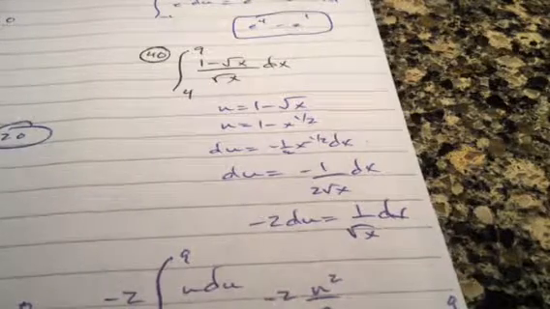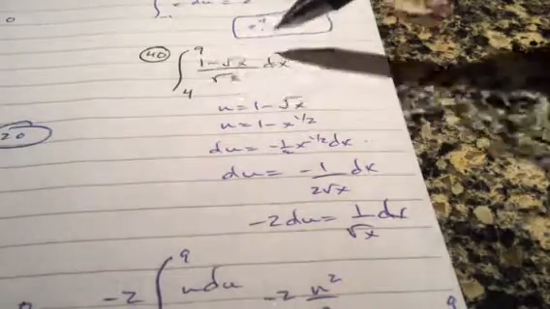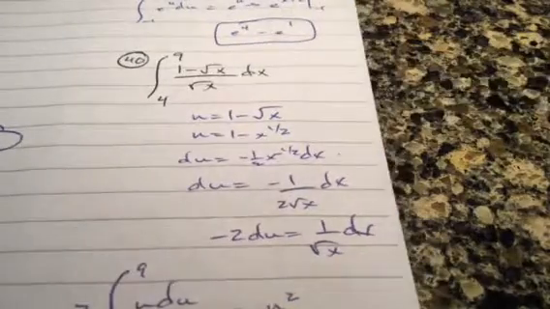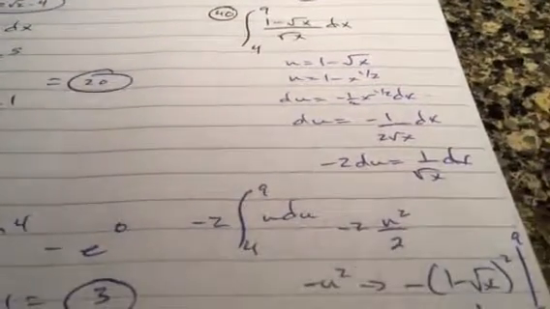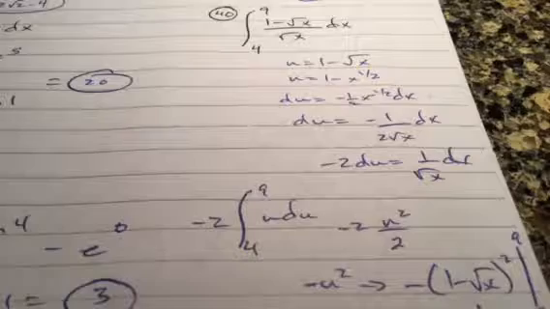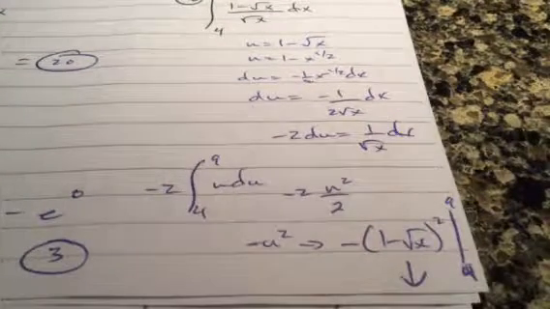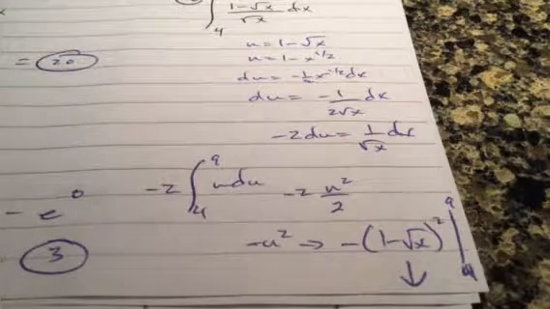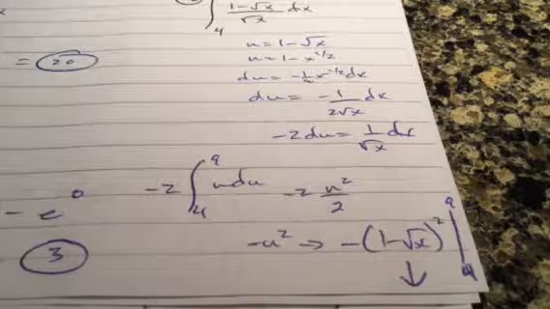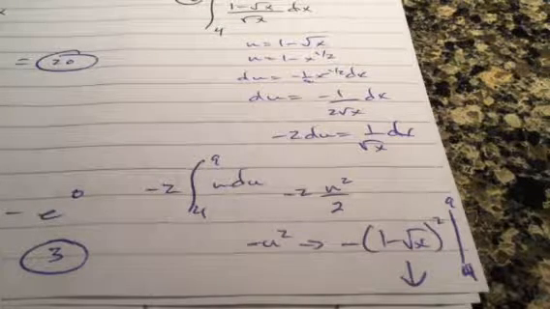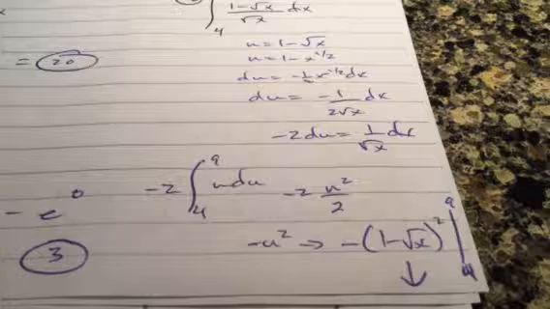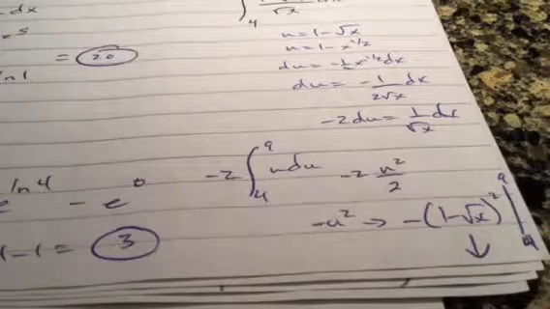So I can get that 1 over root x dx, which I need right there, which is just going to simplify to be this, -2 on the outside, u du. Take the antiderivative, u squared over 2, so just negative u squared. Plug 1 minus root x in for u. Then you got to plug 9 in, and then 4, and take your time there. All right, that does have a little bit of arithmetic that can be tricky.